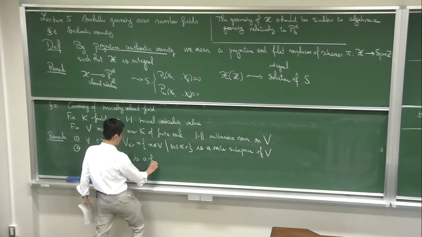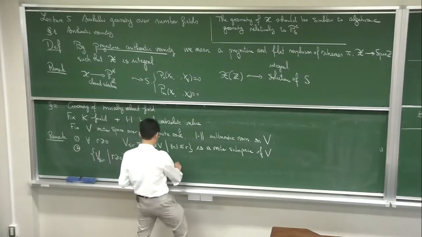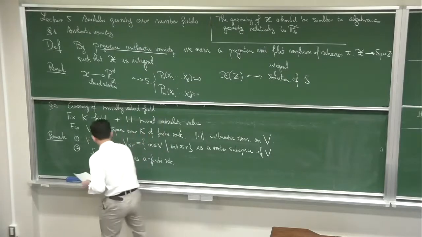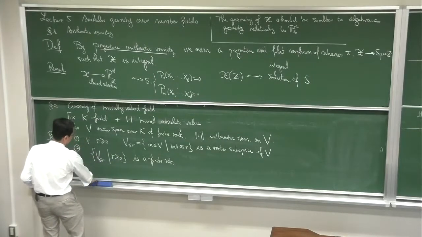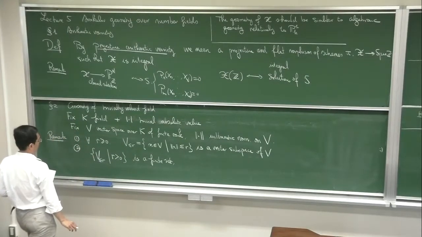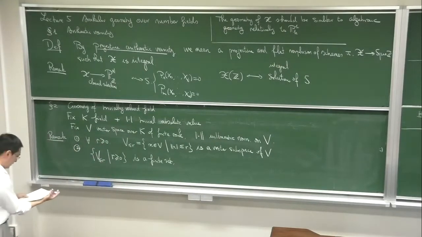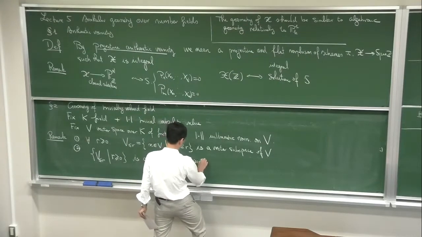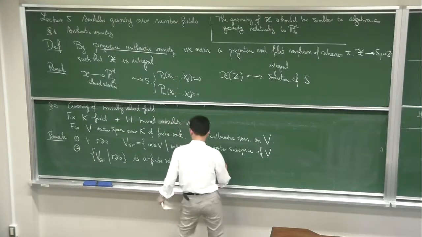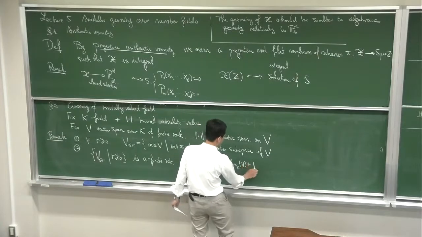this is just a finite set. So maybe I exclude the zero ball. No, it's not necessary. So I just consider all balls. And this is a finite set, and the cardinal is not more than the dimension of V plus 1.